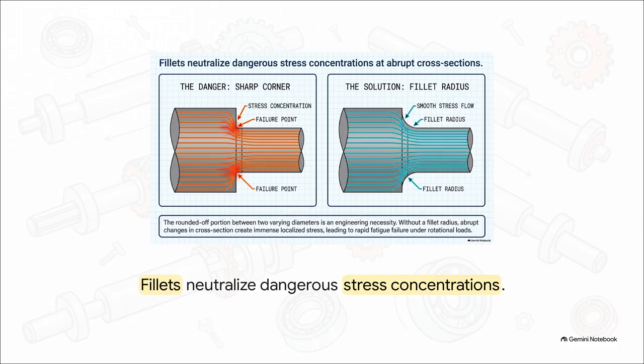To fix this, designers have to apply a fillet radius, which you can see as those smooth blue curves on the right. That simple rounded corner neutralizes the danger, letting the stress flow smoothly through the transition. It's an absolute engineering necessity.